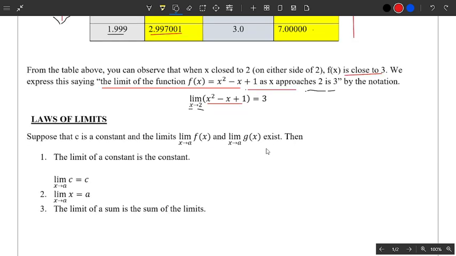All right, so let's look at some simple laws of limits. Suppose that c is a constant, and the limit of the function f of x as x approaches a and the limit of the function g of x as x approaches a exist, then the limit of a constant is the constant. So when I take the limit of, let's say, 2 as x is getting closer to what?